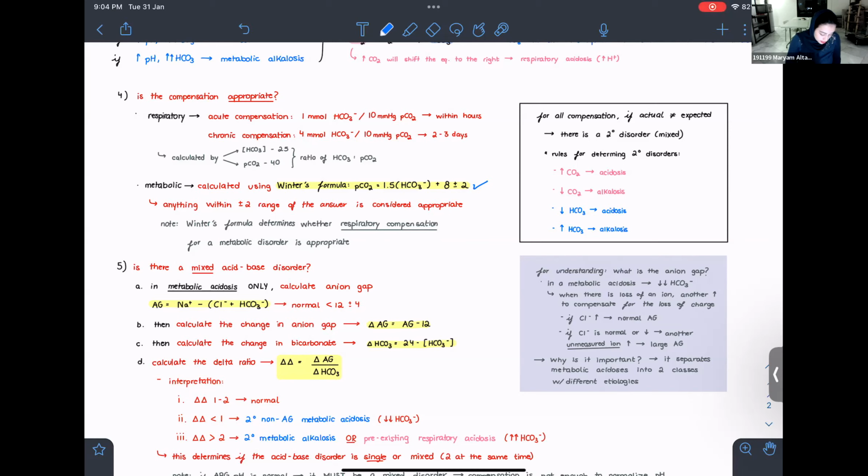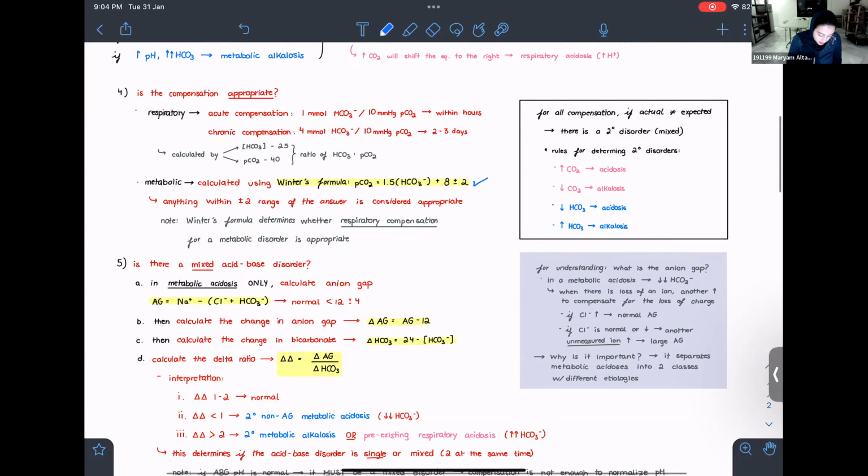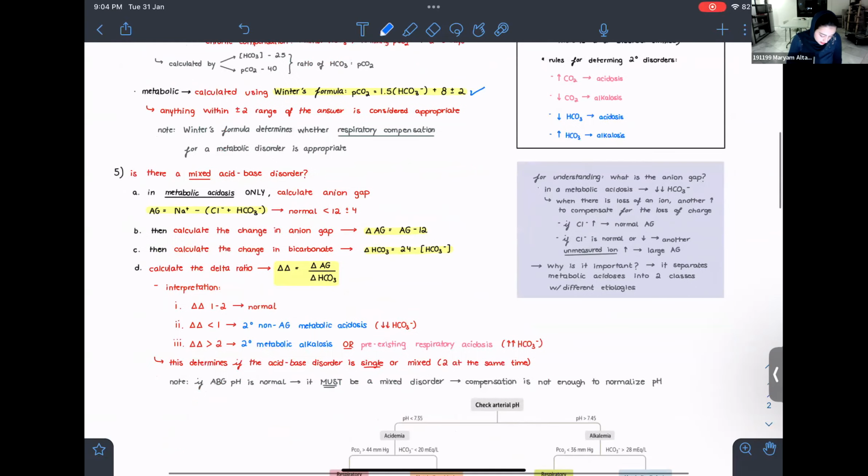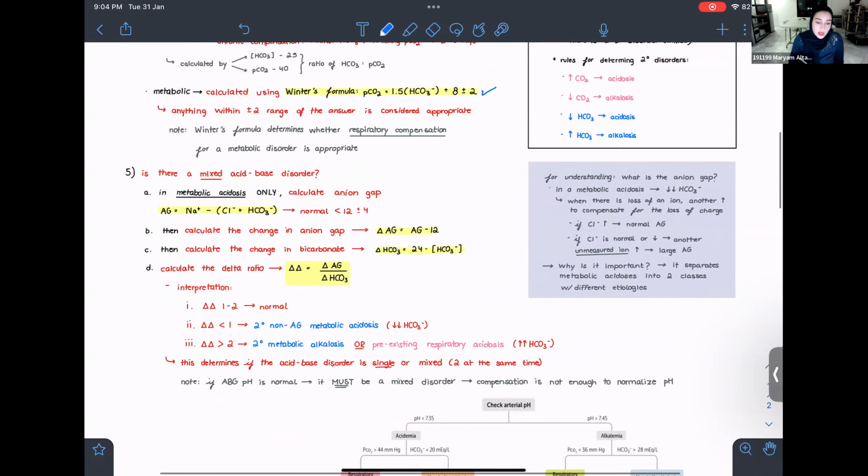So for respiratory compensation. Tamam? So if there's a mixed acid-base disorder, what's very important for us to then determine if it's metabolic is what we call the anion gap. First, I want you guys to know what is an anion gap, because it's a very big term that comes up when we learn about acid-base. We know, first of all, metabolic acidosis means low bicarb.